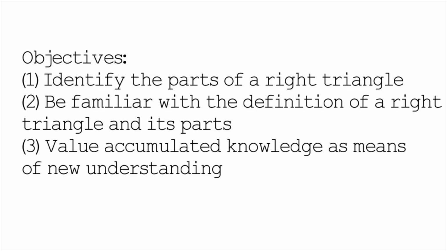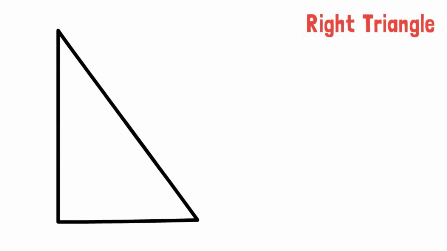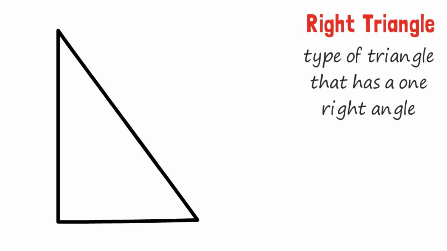Let's get started. Ang figure na ito ay isang example ng right triangle. Pag sinabi nating right triangle, it is a type of triangle which has one right angle. Ang measure ng ating right angle is 90 degrees. Remember na ang ating right triangle could only have one right angle, since ang total interior angle ng ating right triangle is equal to 180 degrees.